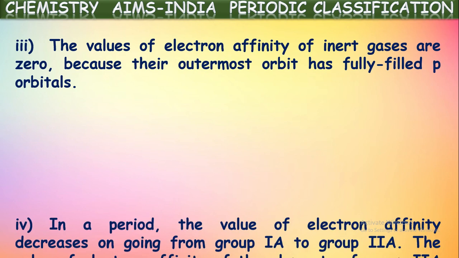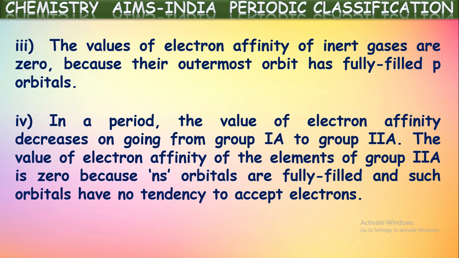Okay. One more. In a period, the value of electron affinity decreases on going from first group to second group. So here, because of special electronic configurations, from first group elements to second group also it is decreasing. The value of electron affinity of the elements of second group is almost becoming 0 as their ns orbital is fully filled. For example, if we see sodium and magnesium, what is the valence configuration of sodium?